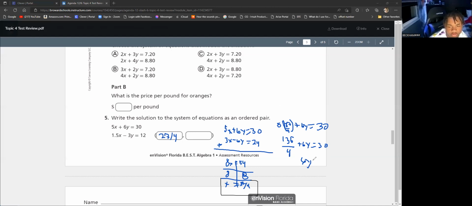It's not plus. Oh, subtract. Minus 135 over 4. Okay, what's 135 divided by 4? Instead of the 135 over 4, write 33.75. You change that to 33.75.